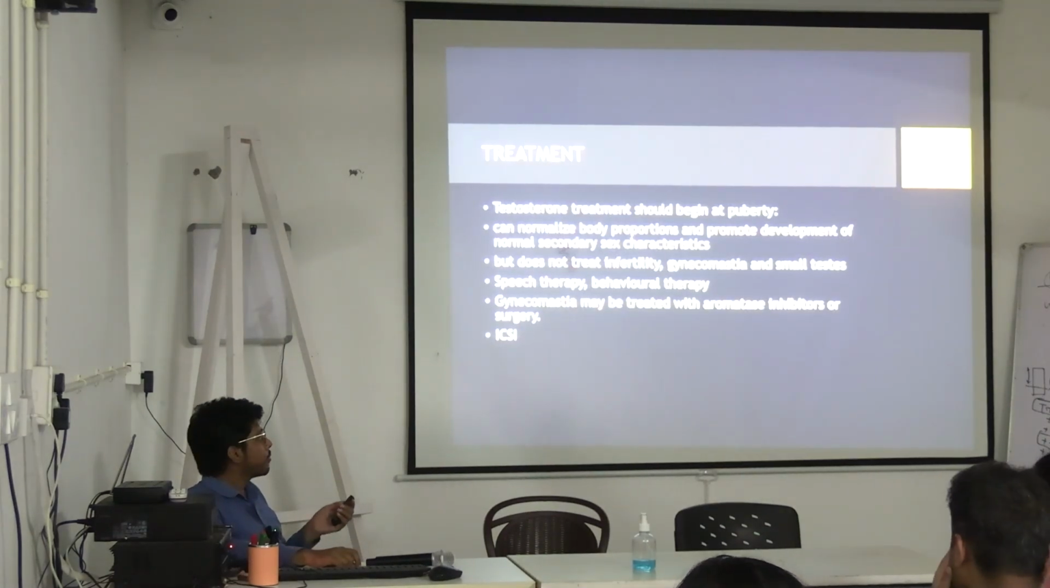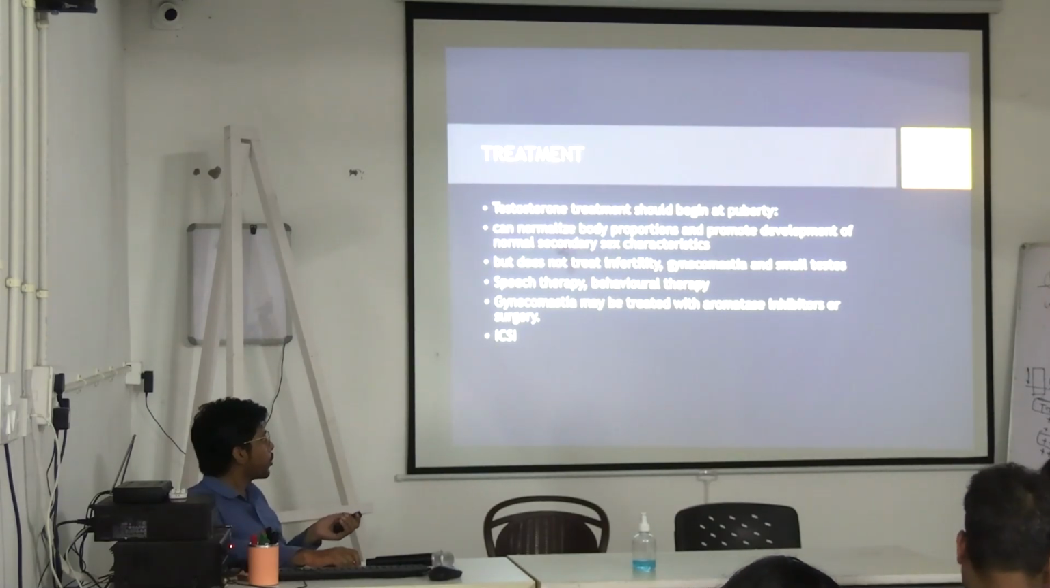Testosterone treatment should begin at puberty. These can normalize body proportions and promote development of secondary sexual characteristics. But it does not treat infertility, gynecomastia or small testes. Speech therapy and behavioral therapy for speech and behavioral problems. For gynecomastia, aromatase inhibitor, then surgery.